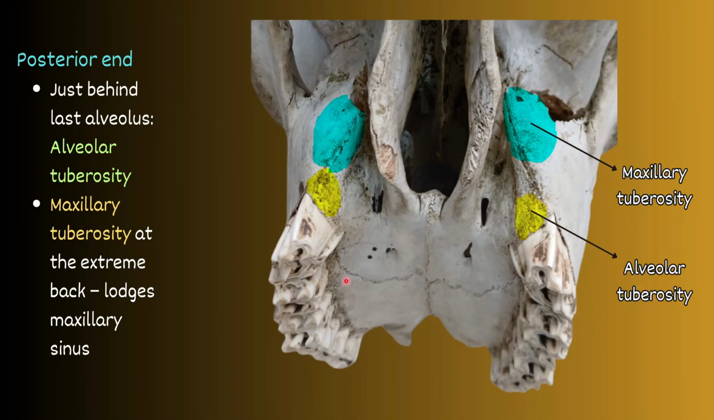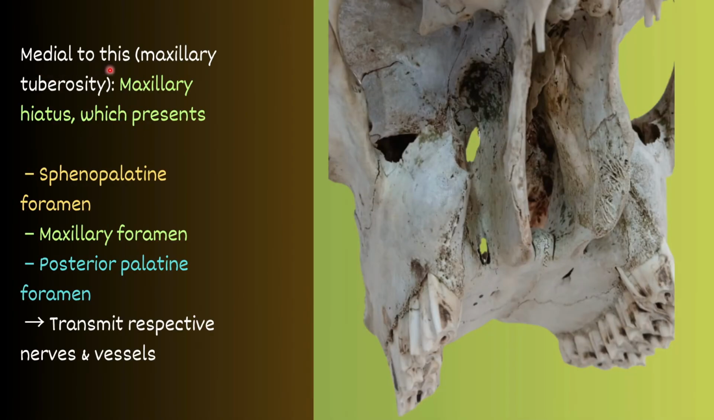Then you will also find the maxillary tuberosity at the extreme back. So this is the maxillary tuberosity. It lodges the maxillary sinus, meaning inside the maxillary tuberosity you will find the maxillary sinus. And medial to this maxillary tuberosity, you will find the maxillary hiatus, where you will find important structures.